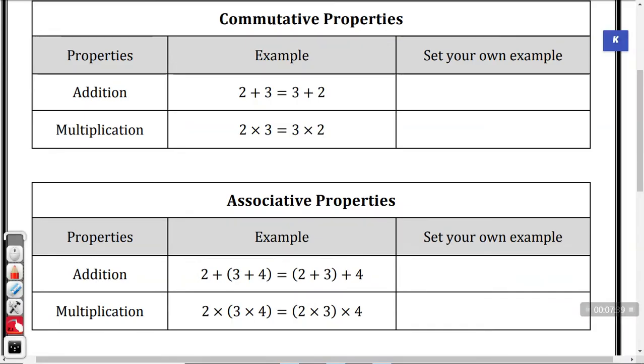All right, we're going to start off practicing here with our commutative and associative properties. As I look at this, they give some good examples. 2 plus 3 is equal to 3 plus 2. You could set your own example, and you could practice this if you want. Try to write some down on your paper.